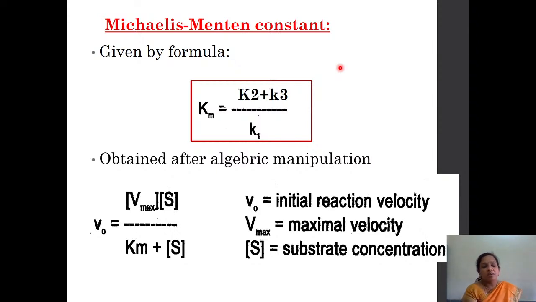So after algebraic manipulations, what you get is that you can calculate the velocity of a reaction at any time when you know the concentration of the substrate. And here in the formula you see that for the velocity of a reaction, the amount of the enzyme that is present is not required. For the velocity of an enzyme reaction to occur, how much enzyme concentration is present is not at all required.